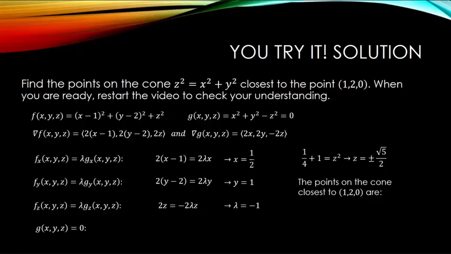The points on the cone closest to the point with coordinates 1, 2, 0 are given by coordinates 1/2, 1, and plus or minus the square root of 5 over 2.